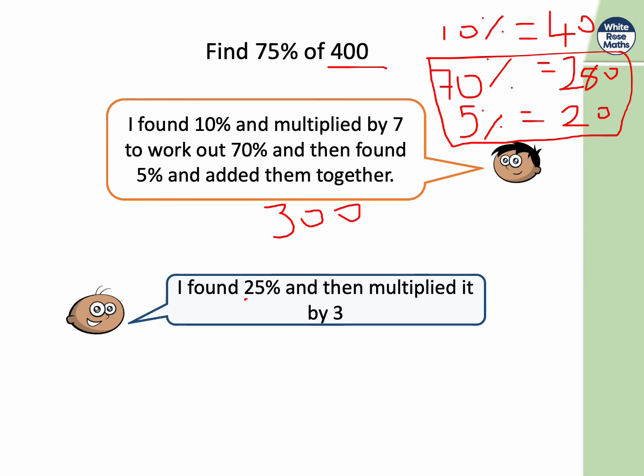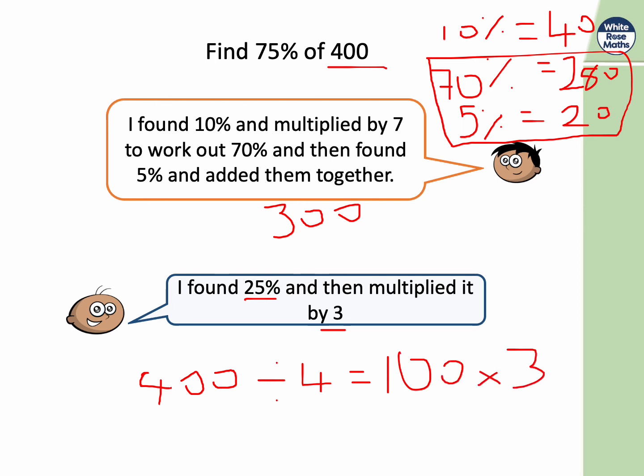Another way here is he found 25% and then timesed it by 3. Now, that's the same as dividing it by 4, because 25% of an amount, you divide it by 4. So 400 divided by 4 is equal to 100. And then I multiply it by 3, and I get the answer of 300.